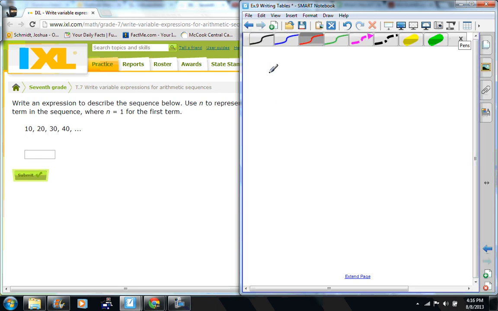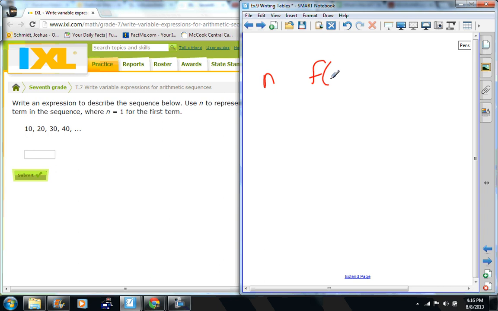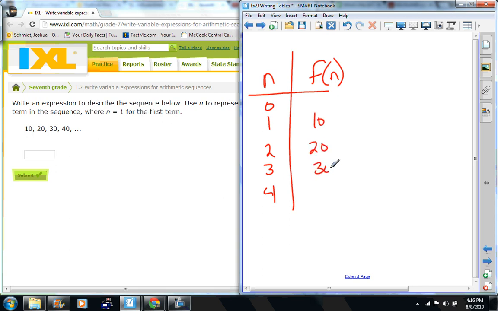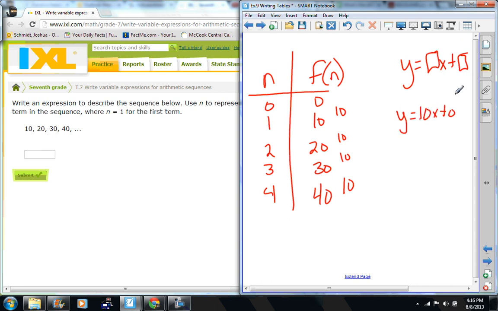N, f of n. So 0, 1, 2, 3, and 4. 10, 20, 30, and 40. So this has to be 0. And it looks like the pattern is going up by 10 each time. Therefore, in our equation, our pattern is 10, and our starting value is 0.